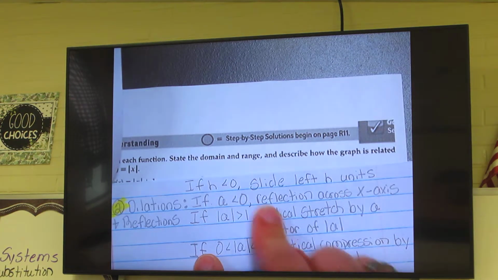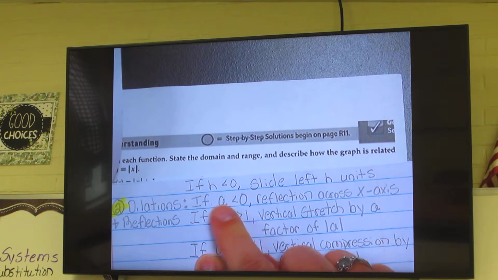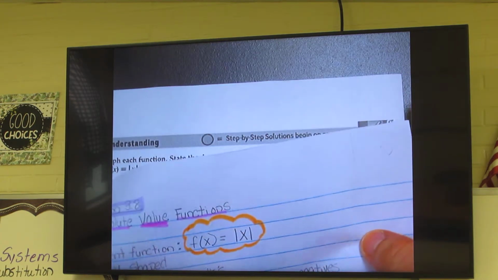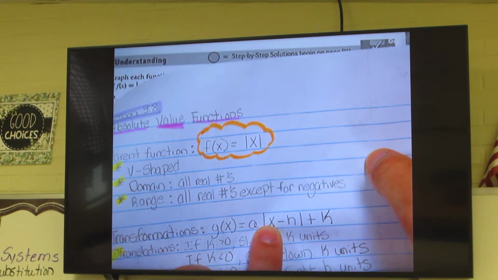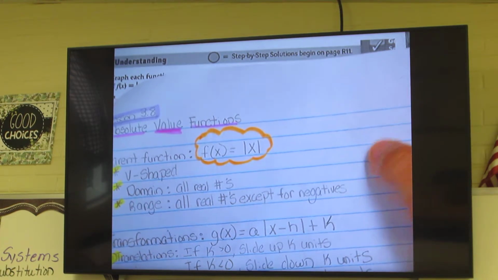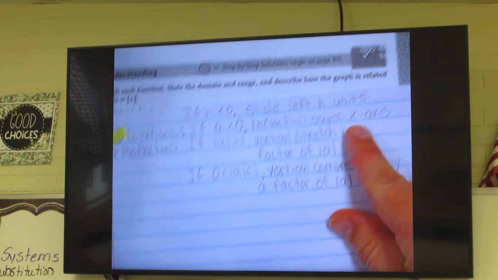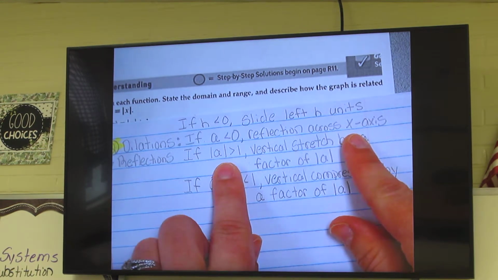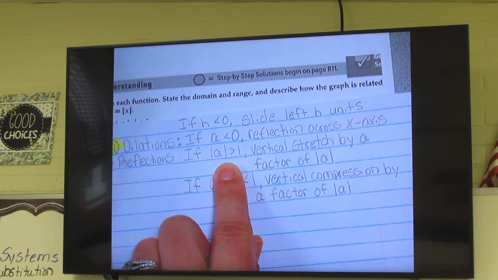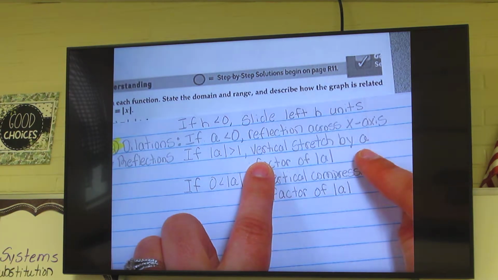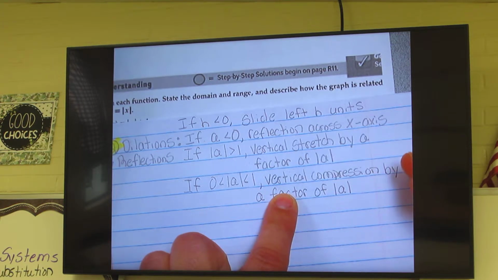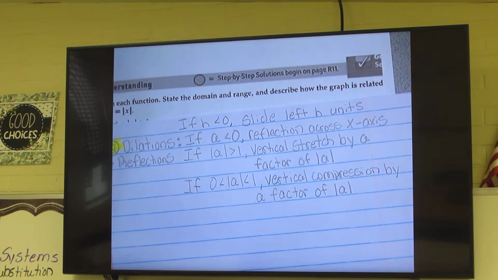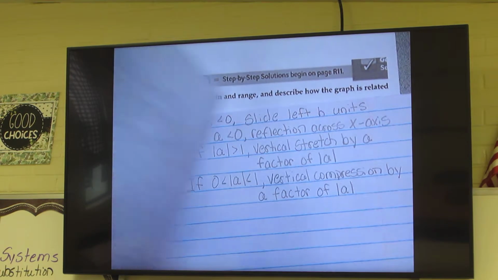Now, the dilations and reflections. If that A, the coefficient of X, whether it's on the outside of the absolute value or on the inside, is negative, then you have a reflection over the X-axis. If A, doesn't matter if it's inside or outside the absolute value, is greater than 1, you have a vertical stretch. If it's between 0 and 1, you have a vertical compression. So those are some key terms that we're going to have to answer in our questions today.